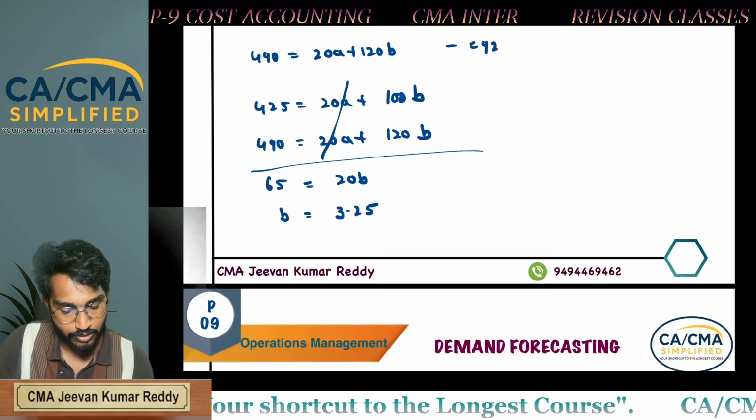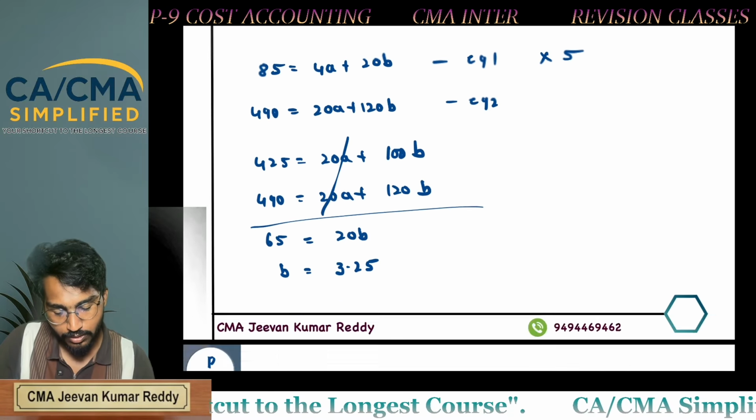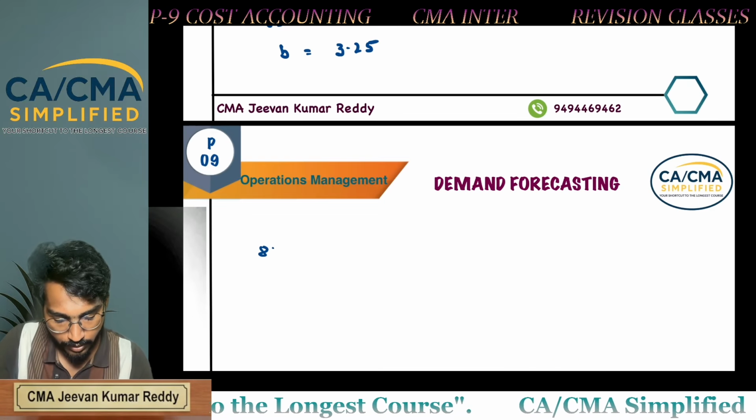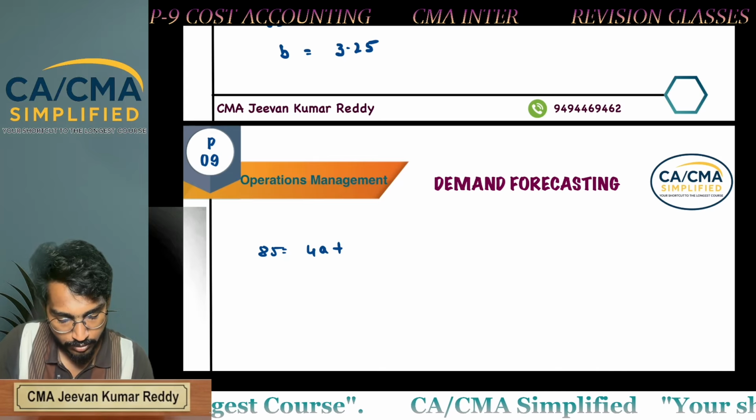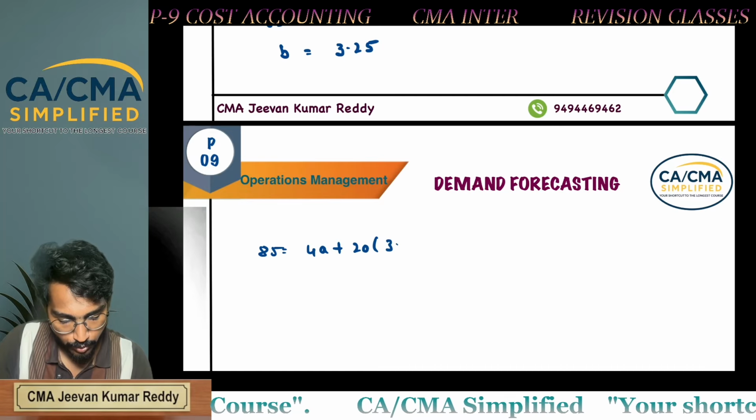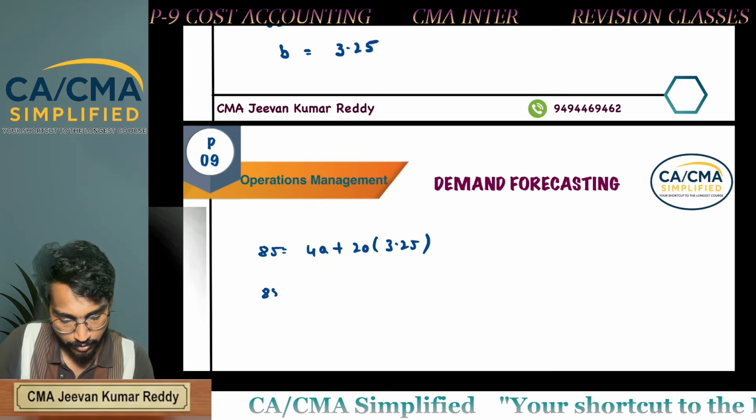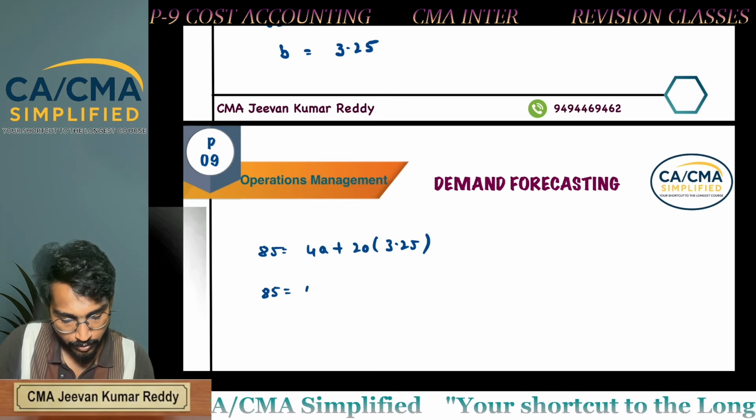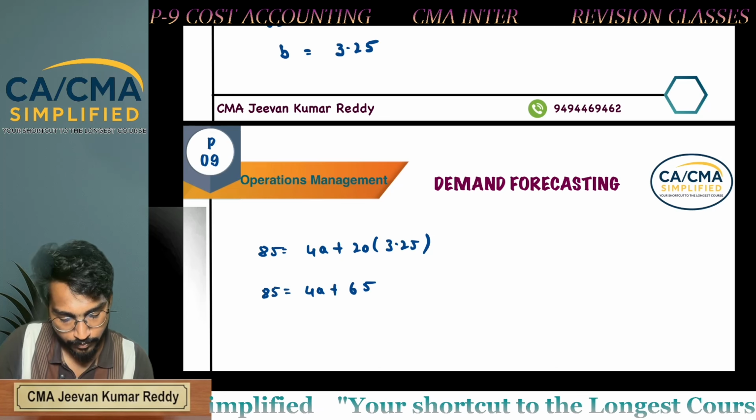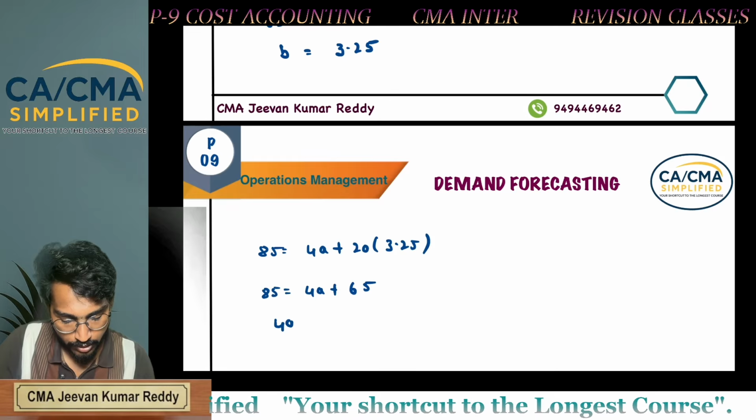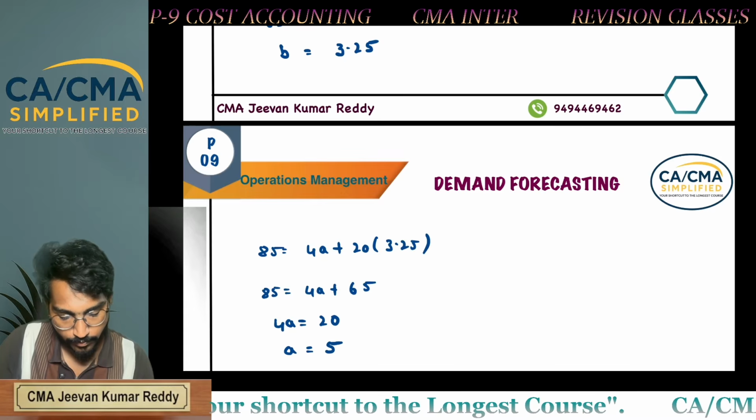Now substituting the b value in equation 1. 85 is equal to 4a plus 20 into 3.25. Now 85 is equal to 4a plus 65. 4a is equal to 20. a is equal to 5.